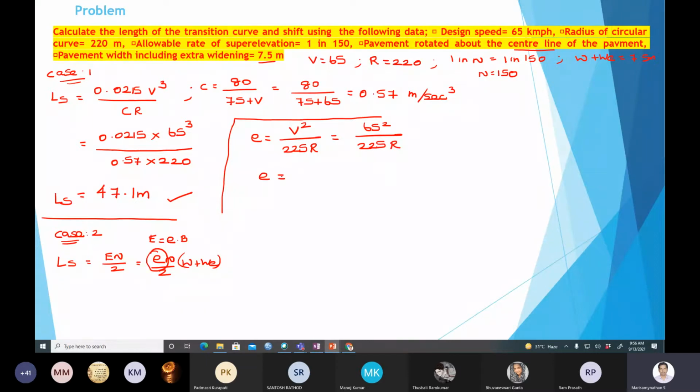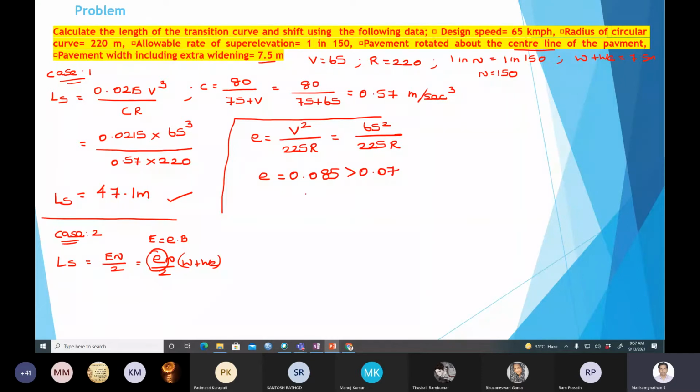So what e value are we getting? This is by considering 75% of the centrifugal action. Initially we are using this equation, 65 squared divided by 225 into R, where R is 220. So I'm getting the value of 0.085. But this value is greater than the allowable value of 0.07.